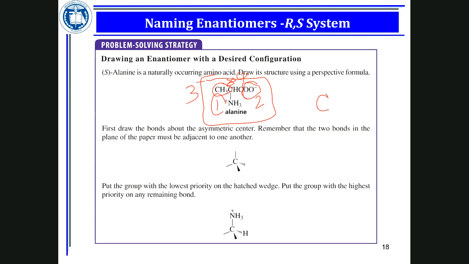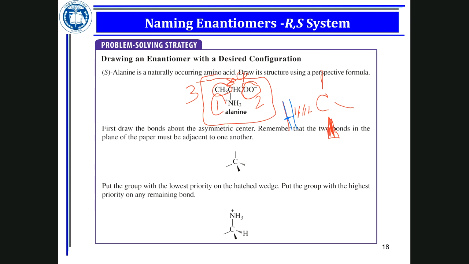So you draw the chiral center first, then you draw two dashed lines that are adjacent. You draw one bond going away from you, and one bond coming toward you with the solid wedge, and the other one is the dashed wedge. Your lowest priority, hydrogen, should go away from you, so you draw hydrogen next to this.